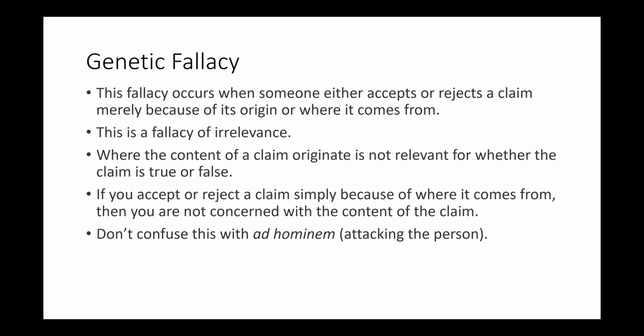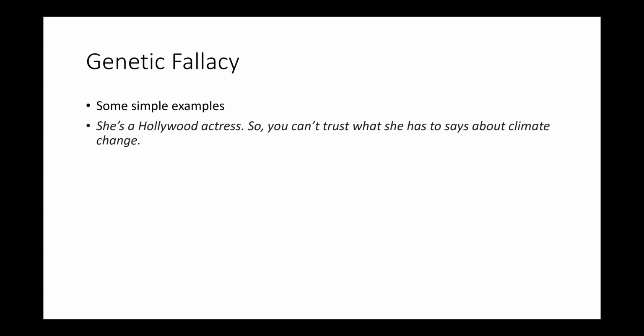So now what I want to do is consider some examples of this type of fallacy, some simple ones. Well, here's an example. Somebody says she's a Hollywood actress, so you can't trust what she has to say about climate change. Notice that this is a fallacy because the mere fact that some person is a Hollywood actress isn't going to tell you one way or another about whether climate change is true or false. That's not a good reason to reject that particular view.